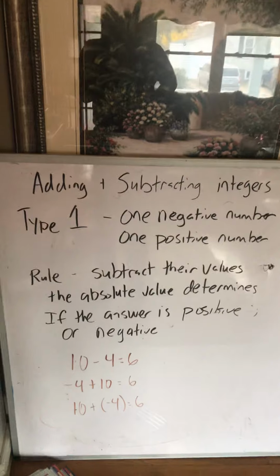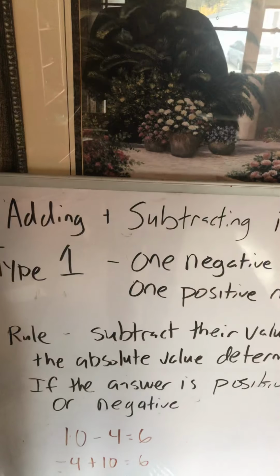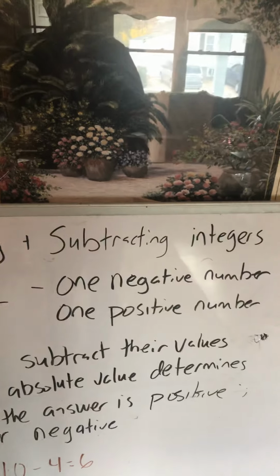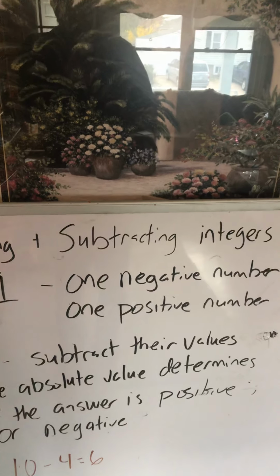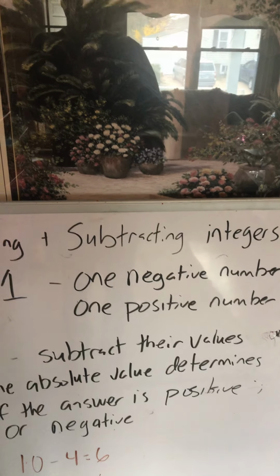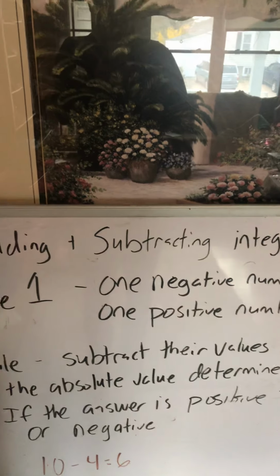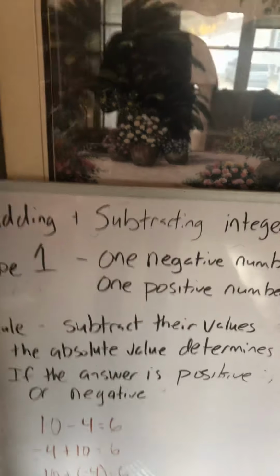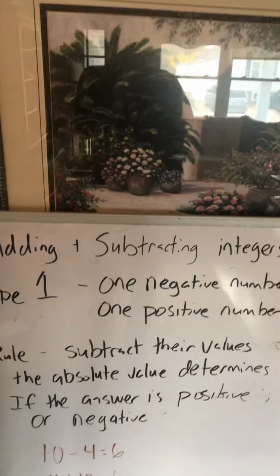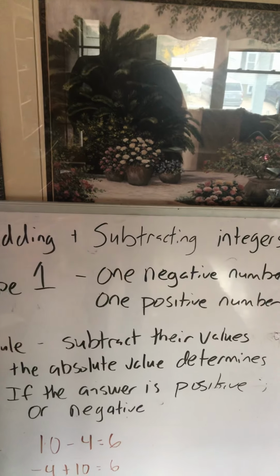So if I have a problem like 10 minus 4, that means I have one positive number, which is 10, and one negative number, which is 4. Because minus 4 is the same thing as negative 4. If I subtract 4 from your grade, that's a negative outcome. If you lose by 4 points, that's a negative outcome.